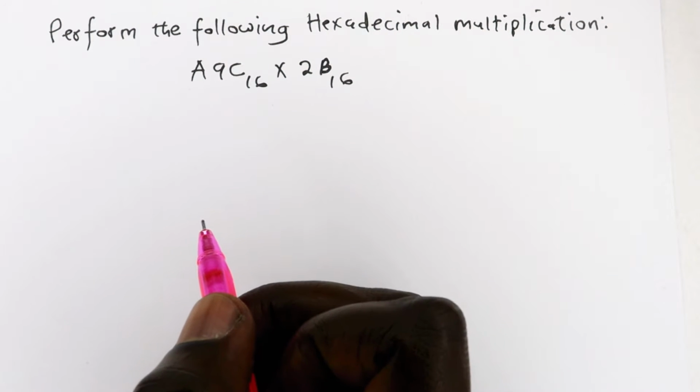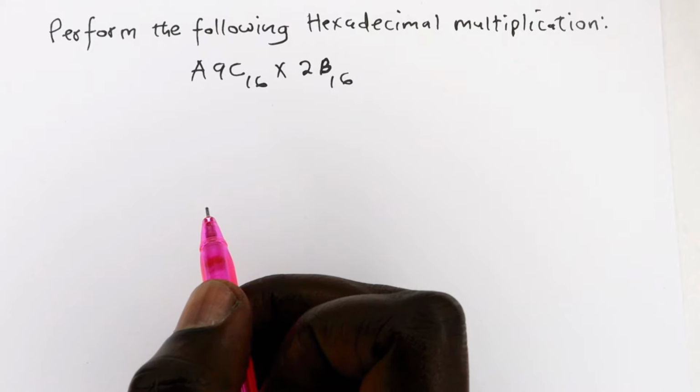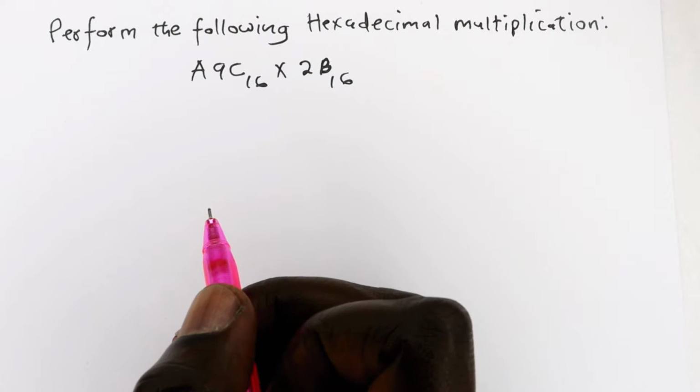Let us look at this question from hexadecimals. Perform the following hexadecimal multiplication, that is A9C base 16 times 2B base 16.